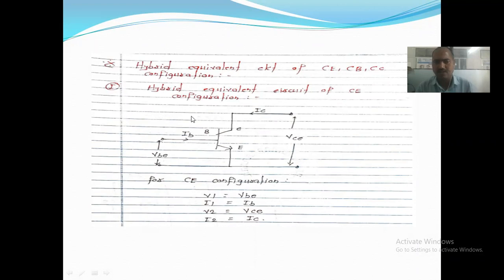Just see, when we look at the common emitter configuration, your input current... In the case of H11, it is nothing but V1 upon I1, right? You don't write V1 and I1; you have to directly write VB upon IB for the case of the common emitter configuration. Okay, do you understand what I mean?